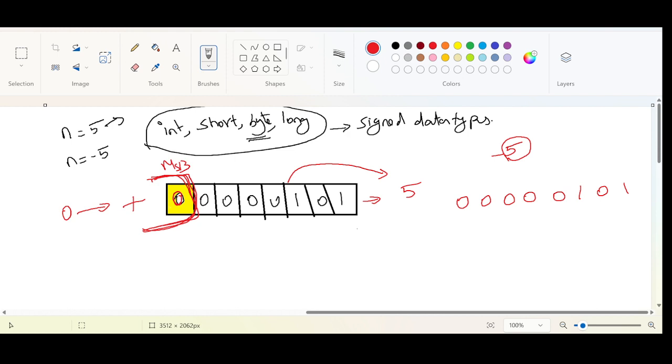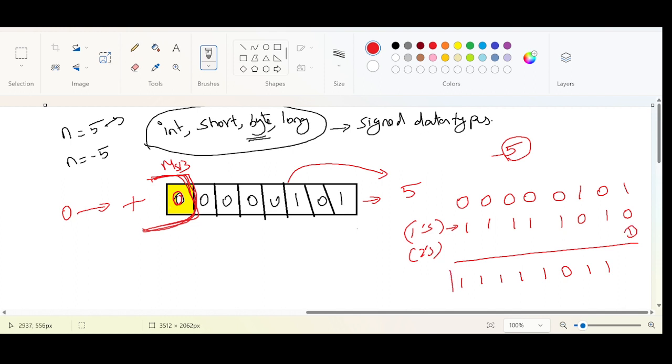2's complement means first finding the 1's complement. 1's complement is flipping of numbers. If it is 0, toggle it to 1. If it is 1, toggle it to 0. This is called 1's complement. Then after finding the 1's complement, add 1 to this number. You will get the 2's complement. So the 2's complement of this number is 1 1 1 1 1 0 1 1.